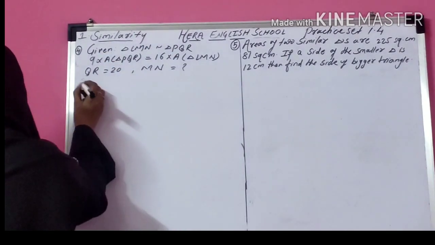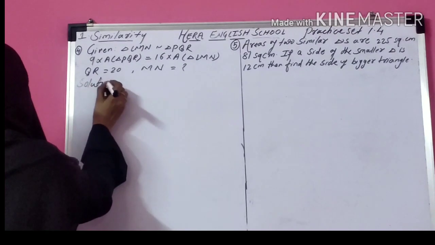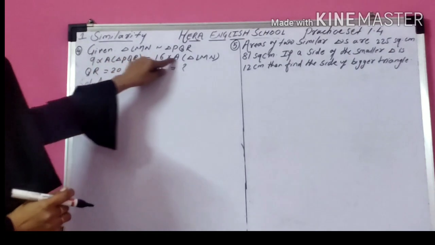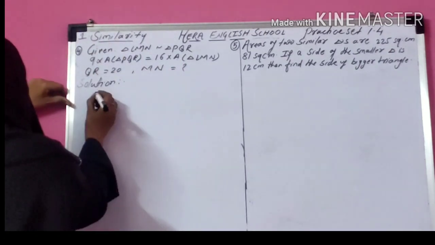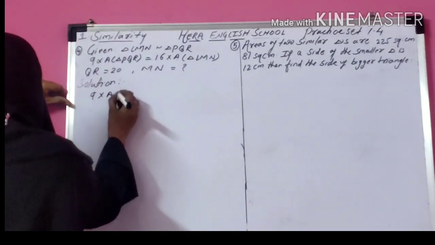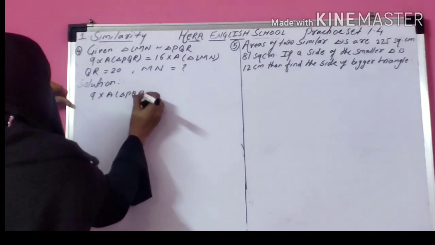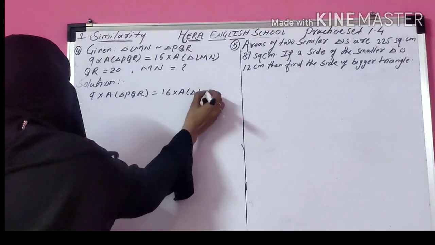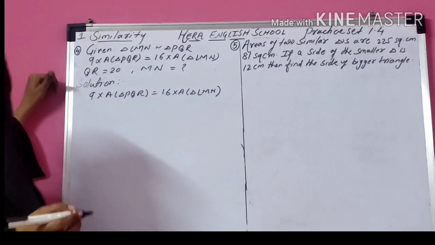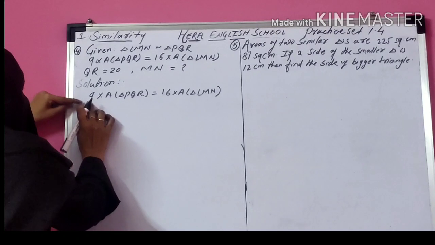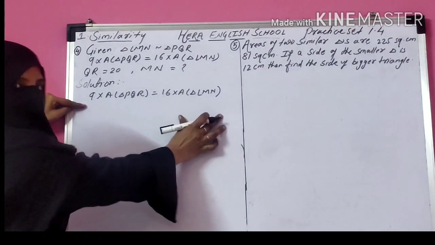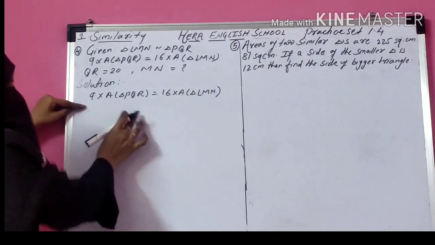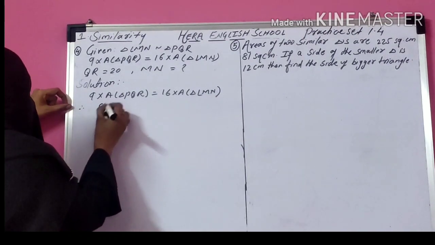So let's start your solution. Okay. First of all, area of triangle is given to you. Now take the ratio. 9 times of area of triangle PQR is equal to 16 times of area of triangle LMN. Okay. Form the ratio of areas of triangle. So 9 here in multiply, that side goes in divide. Area of triangle LMN here in multiply, here comes in divide. Okay. So therefore you get the ratio.